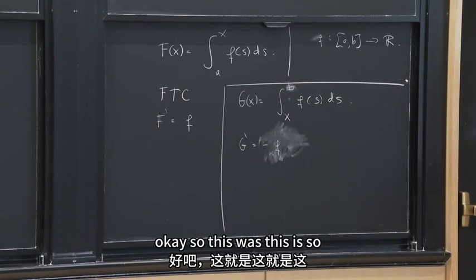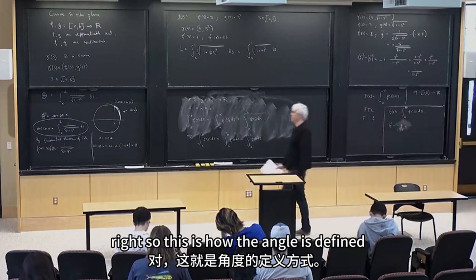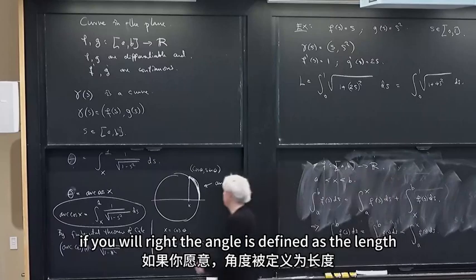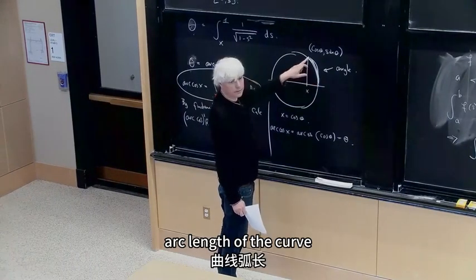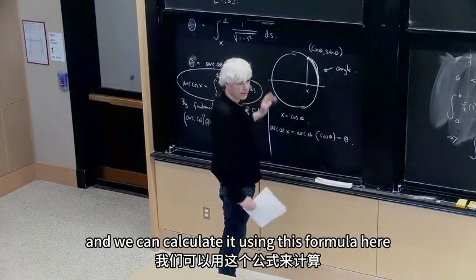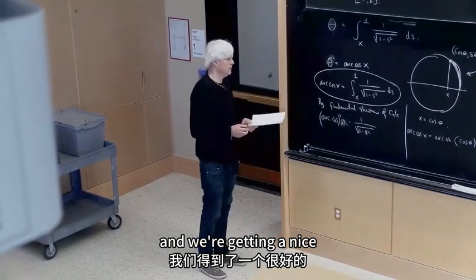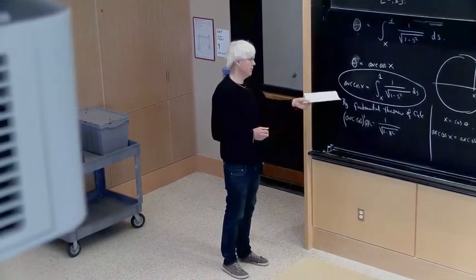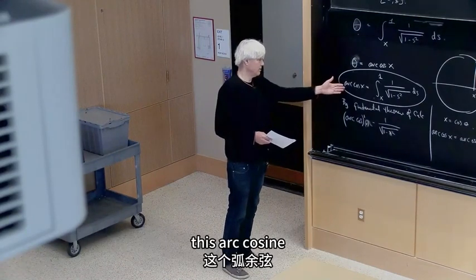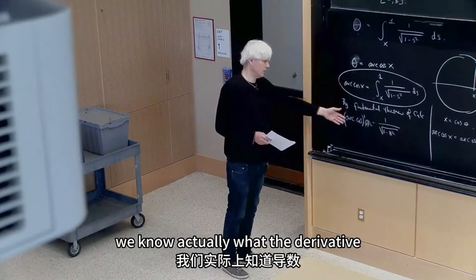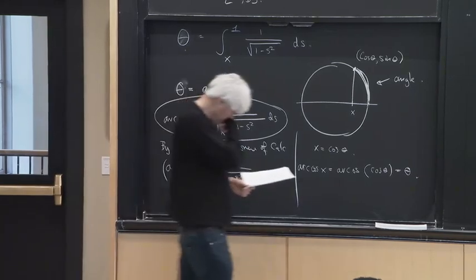Okay, so this is how the angle is defined, if you will. The angle is defined as the arc length of the curve, and we can calculate it using this formula here. We know what the derivative of the arc cosine is just from this arc length and the fundamental theorem of calculus.